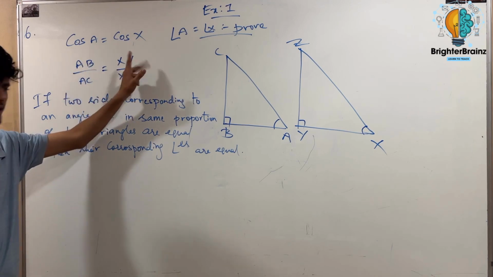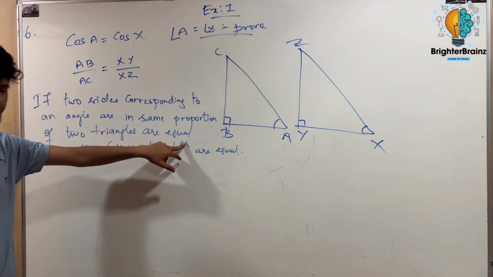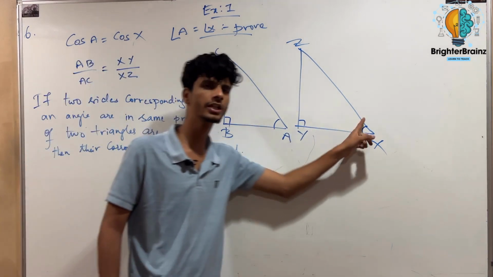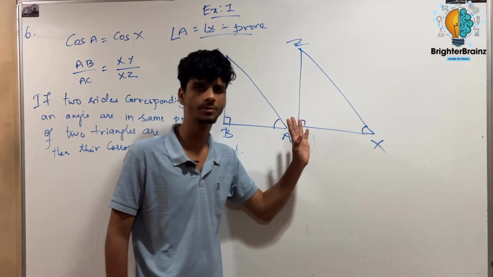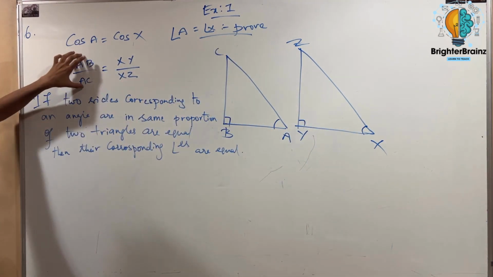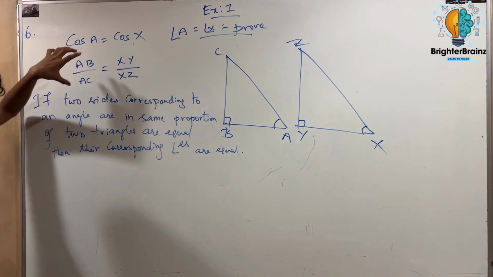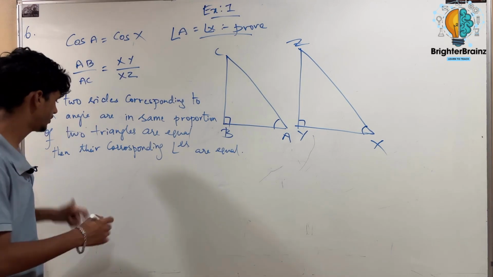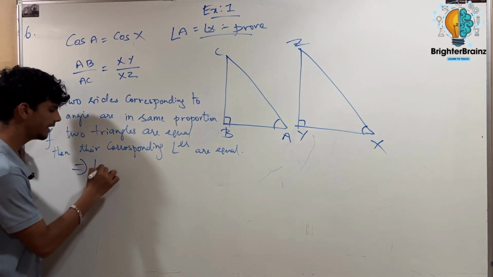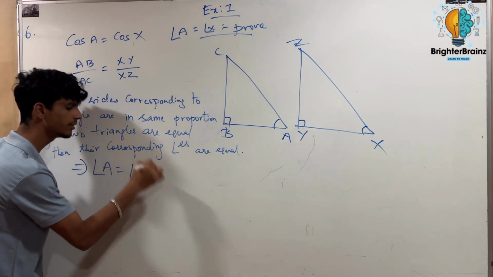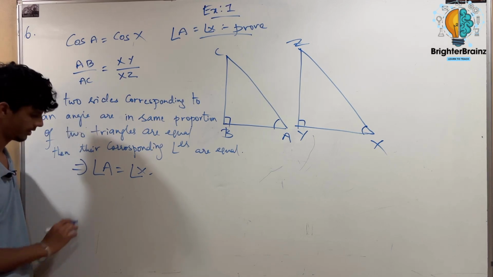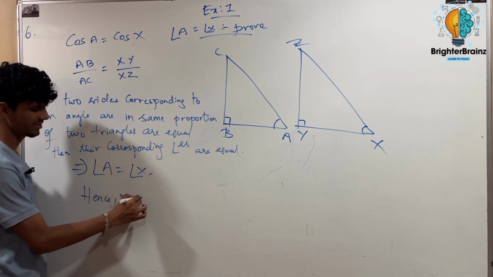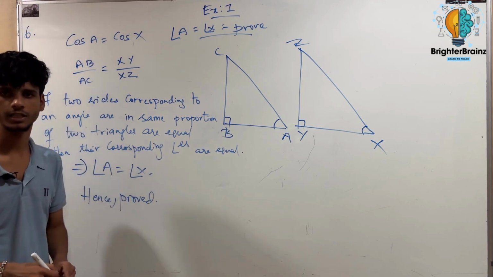Two triangles, if the sides are in proportion, then their corresponding angles are equal. Understood? So here the proportional sides are equal, then their corresponding angles will be equal. This implies angle A equal to angle X. Simple. Hence proved. Simple 2 mark question. Understood?